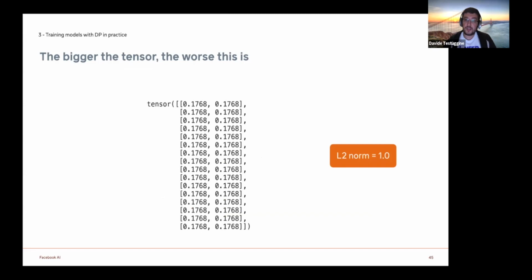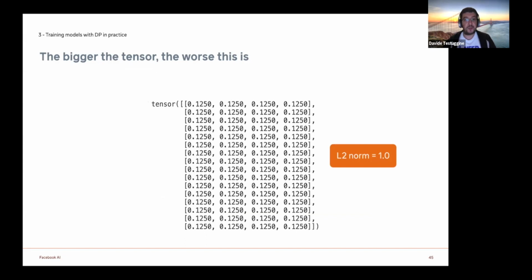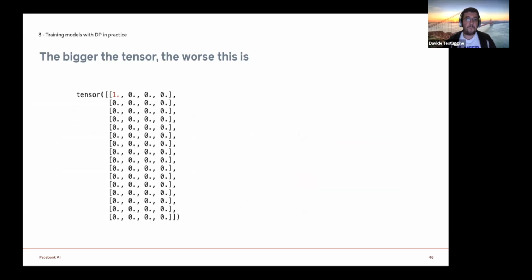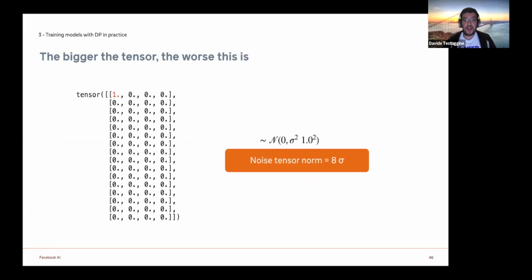And this is actually getting worse the bigger the tensor is. So now I'm going to double the size of the tensor. The values will change, so that the norm stays the same. So the norm of this tensor is still 1.0. And if we repeat the same trick, the norm of the noise tensor is still going to be 1.0 times sigma. And if we double in the worst case scenario, now we're looking at 8. So previously it was like 5.6, and now it's 8x the noise. And of course, the bigger we make it, the more noise we're going to add. So do keep this in mind.